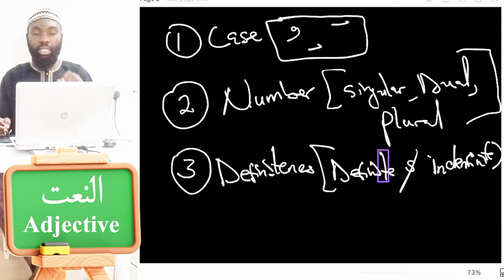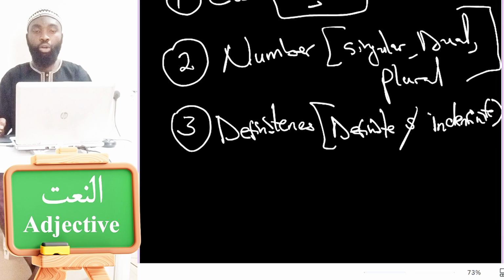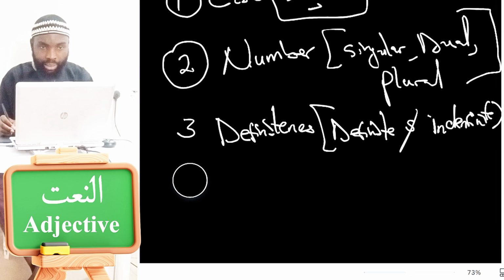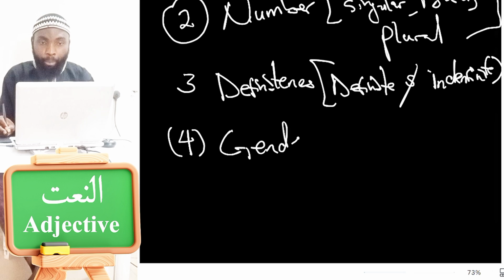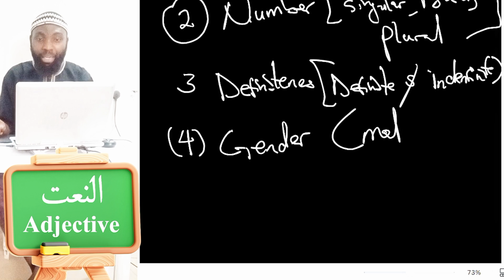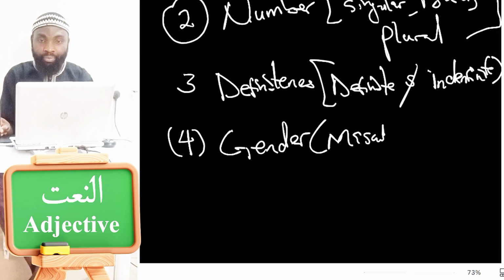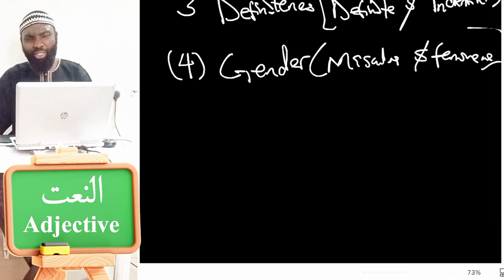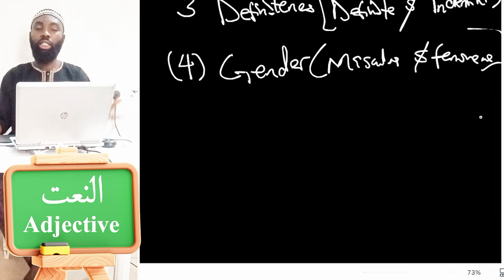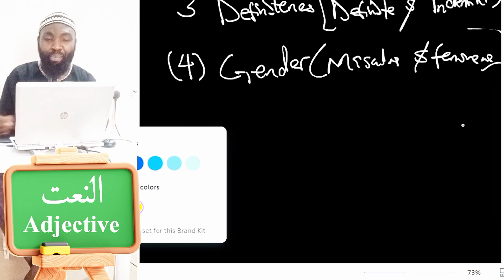Now we've talked about the case, the number, the definiteness, and we are now going to be talking about number 4. We're talking about the gender, both male and female, masculine and feminine. So the adjective will surely agree with the noun in terms of gender. If the noun the adjective is qualifying is a masculine noun, the adjective should be masculine. If it's a feminine noun, the adjective should be what? Feminine.